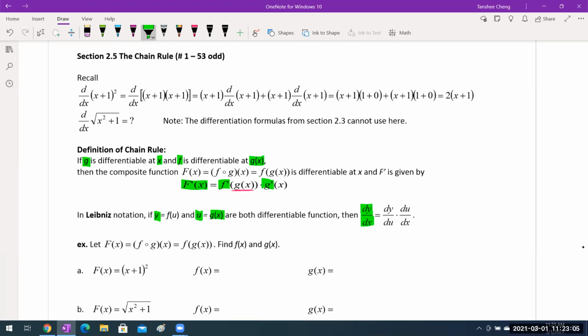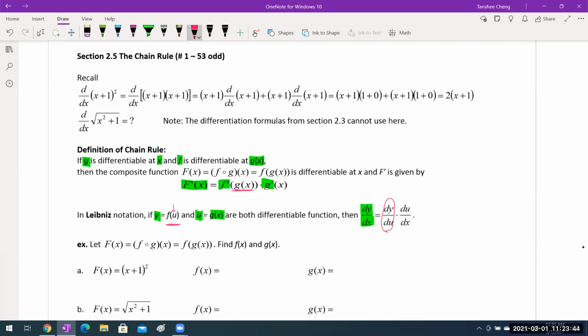When I take the derivative of that, first we take the derivative of the outer function, which is y. But the independent variable now is the variable that we substituted, which is u. So that will be dy du, the derivative of y with respect to u first. And then we multiply with the derivative of the inner function, where the independent variable is x. So this will be du dx.